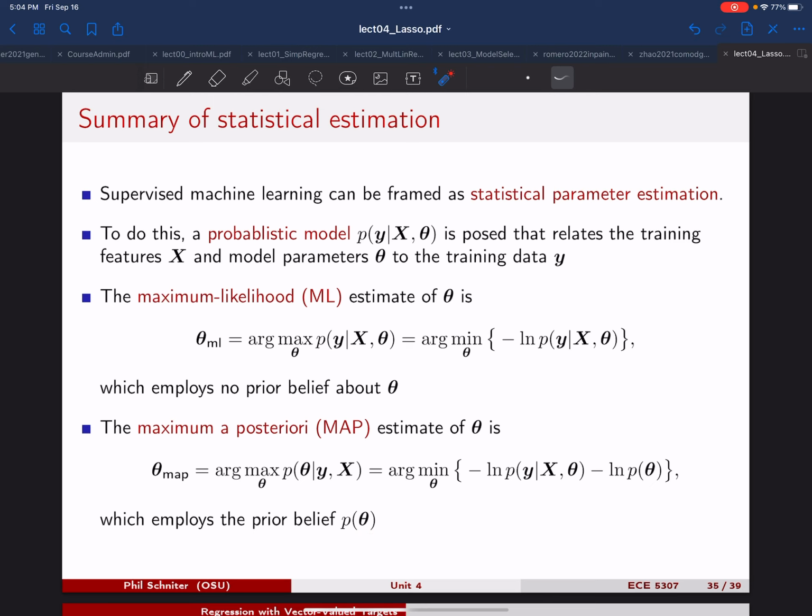Okay, so these are the two main ways that people think about machine learning from a probabilistic sense. And at this point, it's just sort of a matter of how you build this probabilistic model and how exactly you do the optimization over theta. And so that's what we're going to focus on for the remainder of the course.